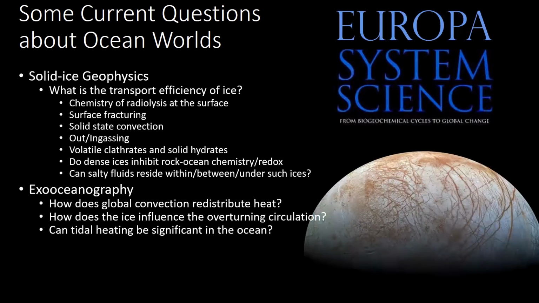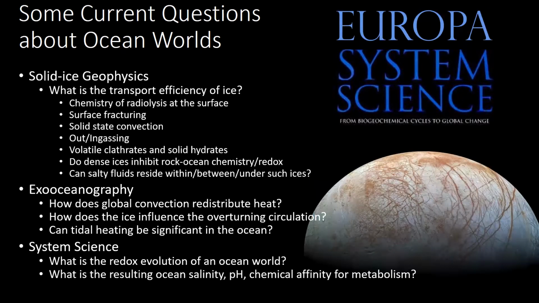And lastly, there's this question of integrating everything to ask, what is the redox evolution of an ocean world? And what is the resulting ocean salinity, pH, chemical affinity for metabolism? These are things people are now beginning to talk about based on measurements at Enceladus, but they're also things that we can speculate about based on what we currently know in terms of geophysics and geology at Europa. So I'll talk about that a little bit.